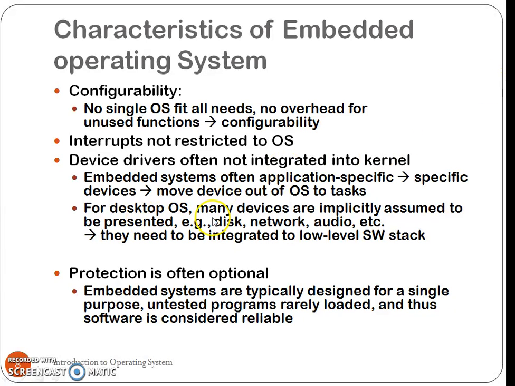Another thing is that for desktop operating system, many devices are assumed to be present, like disk is there, network is there, audio devices are there. All these are for desktop operating system. They need to be integrated into the low-level software stack. Another characteristic is that protection is often optional. So embedded systems are designed for a single purpose, where untested programs are rarely loaded, and thus the software is considered very reliable.